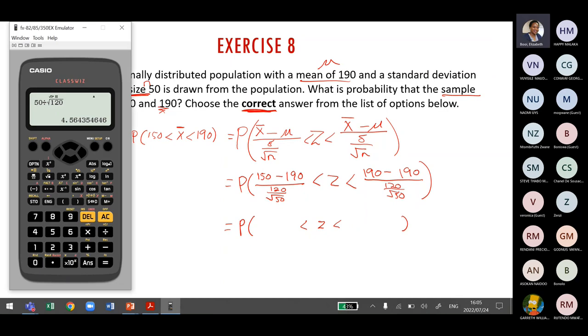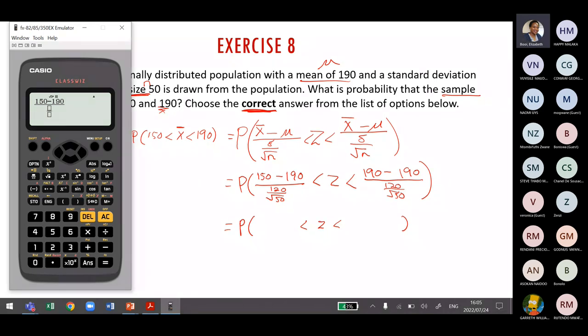On the left hand side, we have 150 minus 190. Those who are calculating this manually, please do it step by step. First, find the standard error before you answer the question, or put everything in the bracket. And I will show you again how to do that.